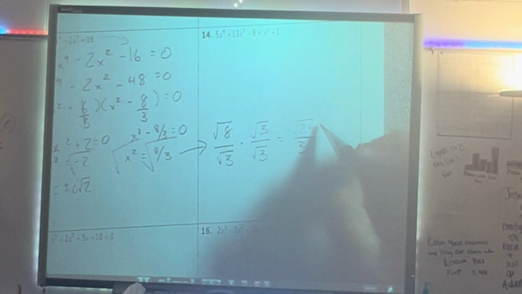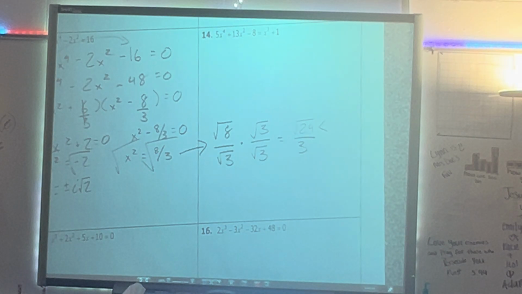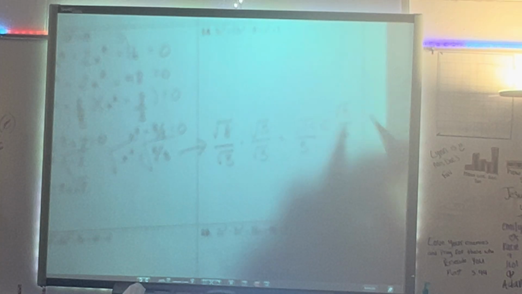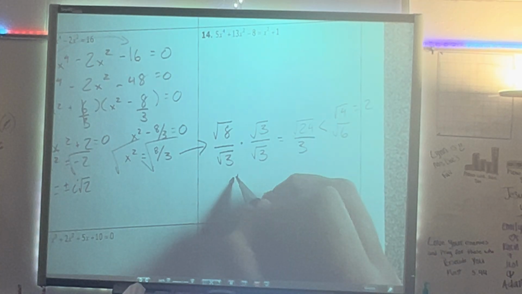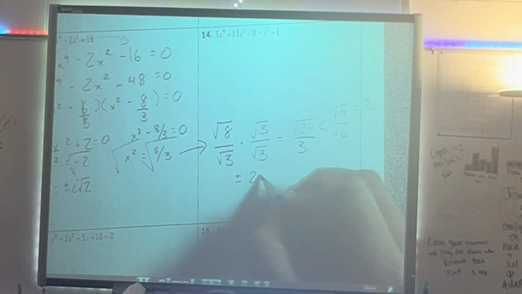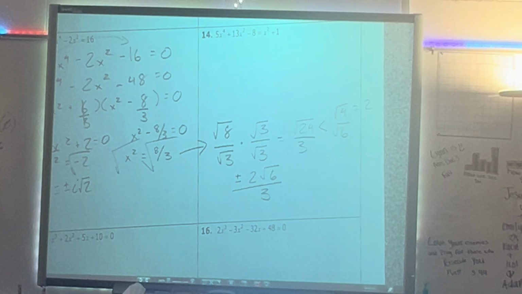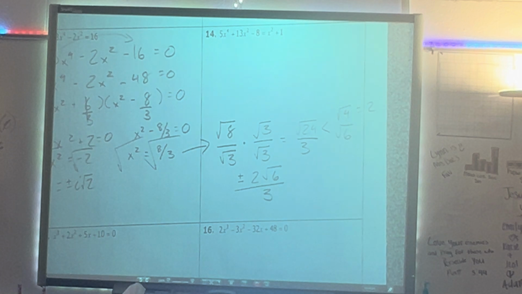Okay. Now I'm going to simplify my 24, which would be 4 and 6. Are y'all okay there? So the square root of 4 and the square root of 6. Square root of 4 is 2. So what I have there is plus or minus 2 square root of 6 over 3. Y'all okay there, that's what we get? Any questions on that? I just wanted to make sure I reminded y'all what happens when you have a radical in the denominator, because we hadn't seen that in a while. Any questions on anything we've seen so far?